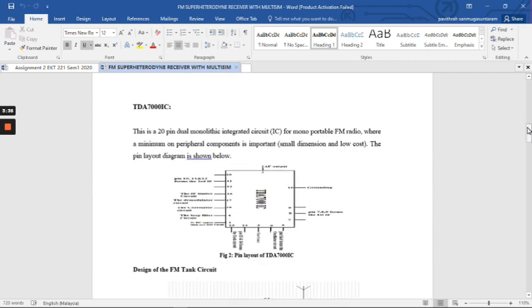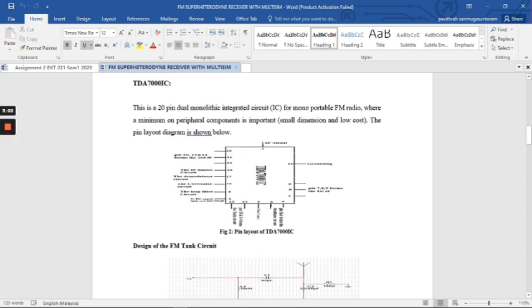So let's look at the TDA 7000 IC pin configuration. This IC consists of 20 pins, and it's actually a simplified circuit which has IF circuit and demodulator circuit, correlator circuit, tank circuit, oscillatory circuit, and so on in it. It's a simplified yet complex circuit, a complete IC to be created in the software.